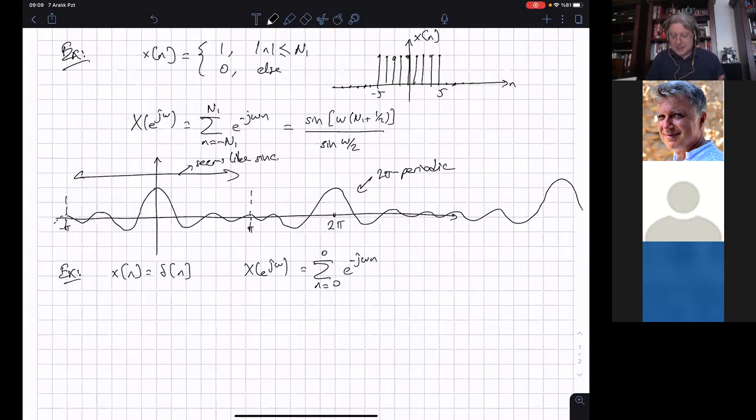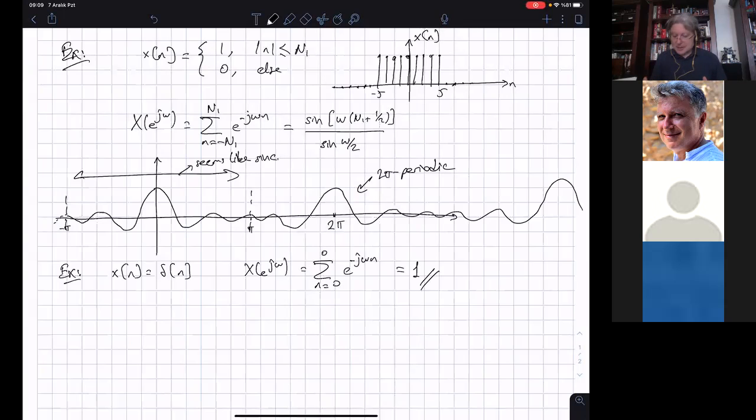And in this summation, n is equal to 0. So e to the minus j omega n is e to the 0, which is also 1. So the discrete time Fourier transform is 1. Quite similar to the continuous time Fourier transform of an impulse.